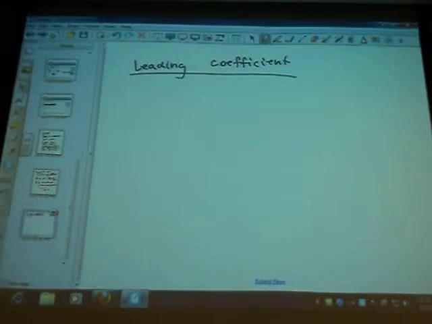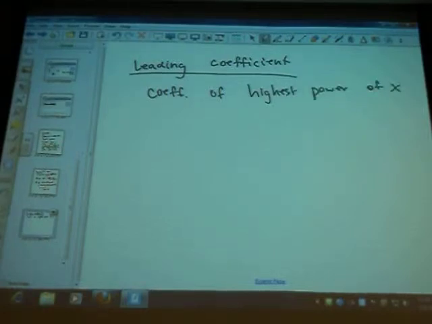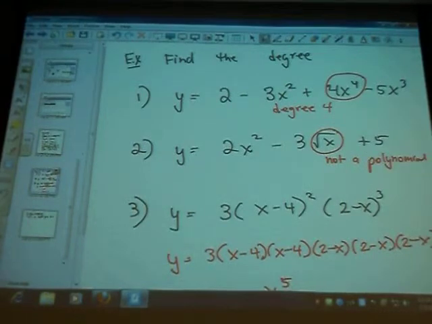So the leading coefficient is the coefficient of the highest power of x. So let's go back. What's the leading coefficient of these? Well, the leading coefficient of 1 would be 4, wouldn't it? Leading coefficient of 1 would be 4, because it's 4x to the 4th.